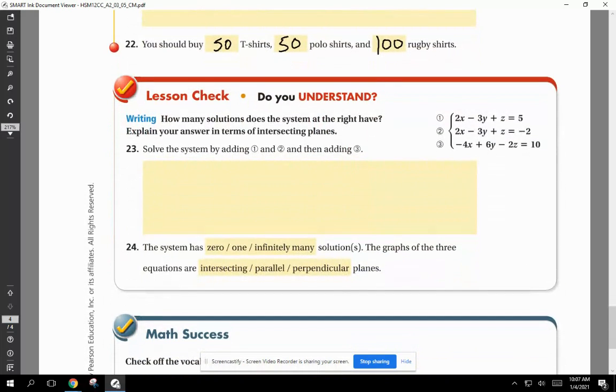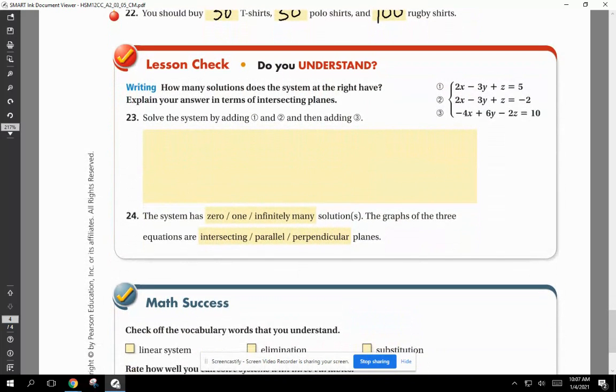Lesson check. Okay, so the last part. How many solutions does the system at the right have? Explain your answer in terms of intersecting planes. Solve the system by adding 1 and 2 and then adding 3. So they want you adding these together and then add 3 to that. You can do that like I taught you before. I'd like you to bring the work in next week and show me that you added these together.